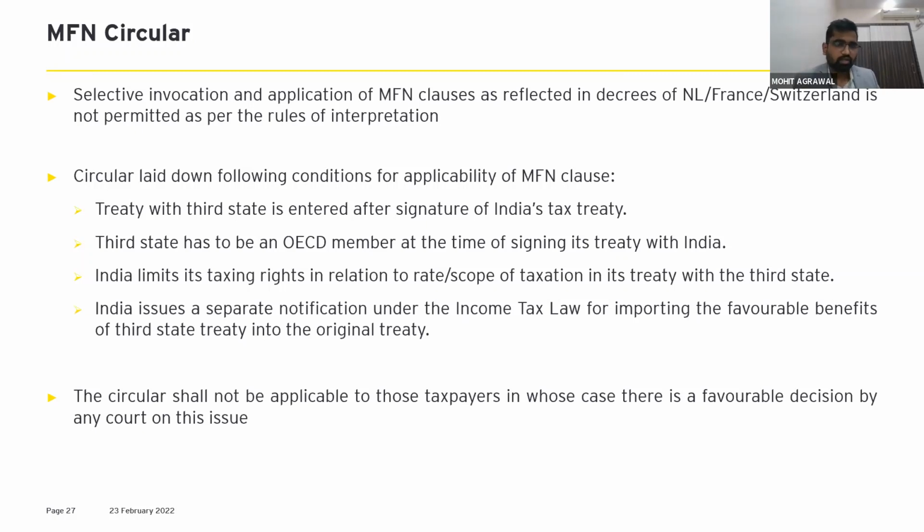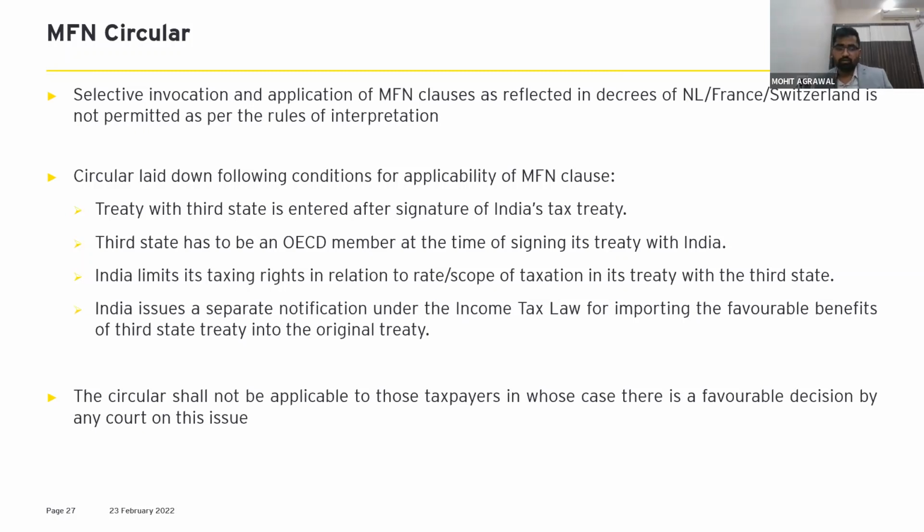One part which I was referring to earlier was with respect to selective invocation and application of the MFN clause. So the CBDT circular has mentioned the Treaty of India with Lithuania, wherein there is a 5% rate prescribed, and which has been invoked by other treaty partners. However, there has been an alternate rate of 15% where there is a threshold of 10% shareholding, which has not been invoked by any of the taxpayers, and the circular has clarified that there cannot be any selective invocation or application of MFN clauses.